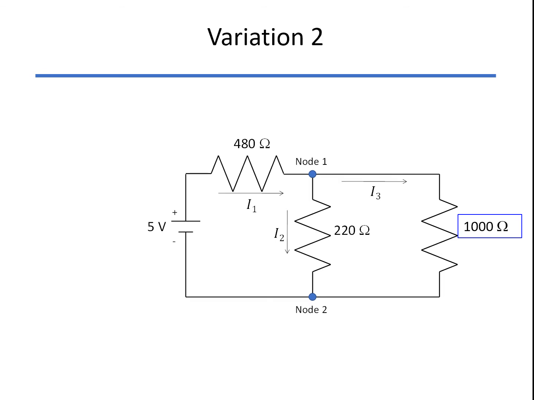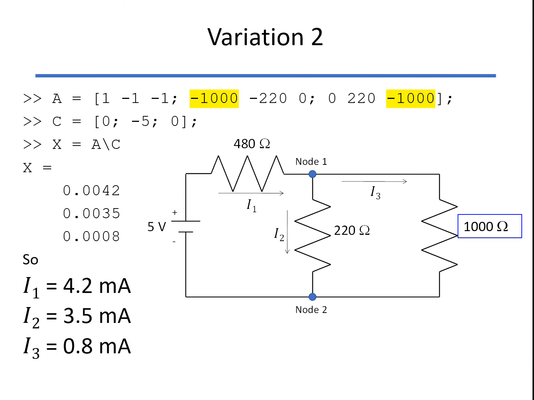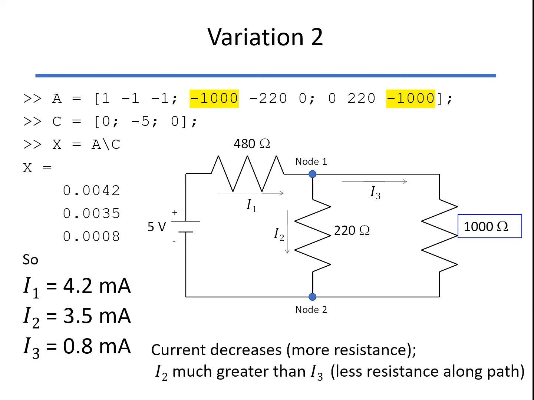In the second variation, we've put a resistor with a larger value of resistance on there, the 1000 ohms or 1 kilo ohm. And so again, the only two numbers we have to change are where those show up in the coefficient matrix. Constant matrix stays the same, and there's our solution. So first of all, we notice that the overall current has decreased because there is greater resistance, and also that the flow through current 2 is greater than flow of current 3, simply because there's less resistance along the path, more so than there was when it was 220 and 480.